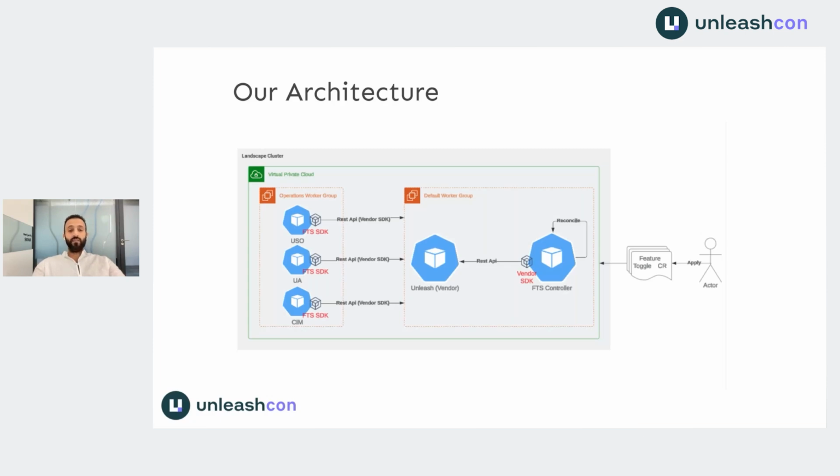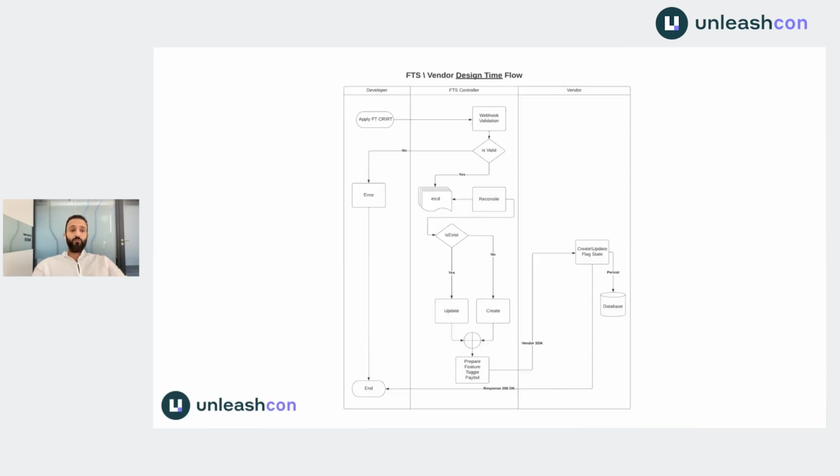When we apply this feature toggle CR, we reconcile it with the feature toggle controller, and we talk through the admin APIs with the Unleash server. Also, we have the SDK used in all our components to talk with the Unleash server as well. Here we can see one of the flows of our design time, let's say.